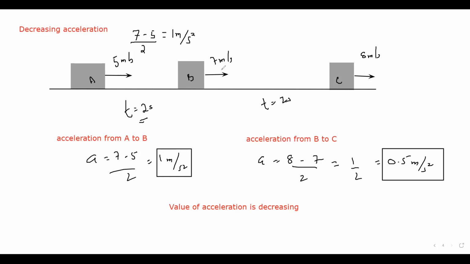But from B to C, the speed is increasing, but the change in speed is smaller. Here, speed was 7, then it changes to 8. So what is the change in the speed? The change in speed is 8 minus 7, which is equal to 1, divided by the time interval, 2 seconds. So 8 minus 7, that is 1, divided by 2. So you will get 0.5 meter per second square.